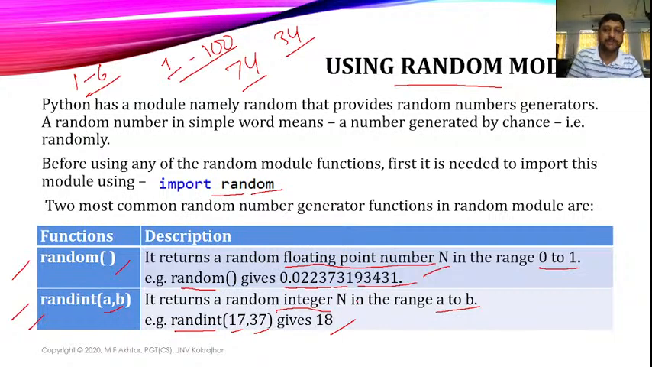I suggest that if you want to write any program to simulate the throwing of a dice, then you must use this randint function, not the random function. It will give you an integer number, because a dice has only integer numbers 1, 2, 3, 4 like this, not floating point numbers.